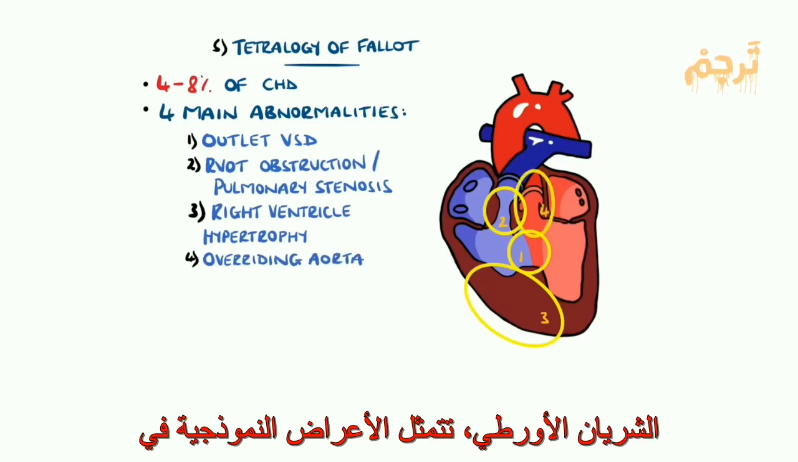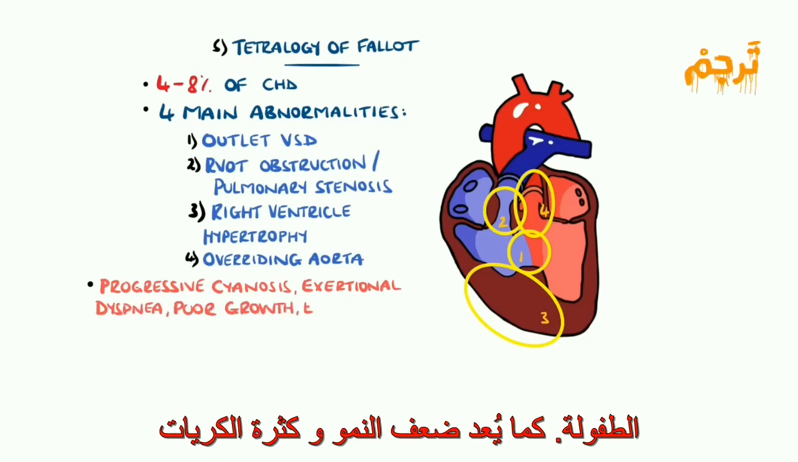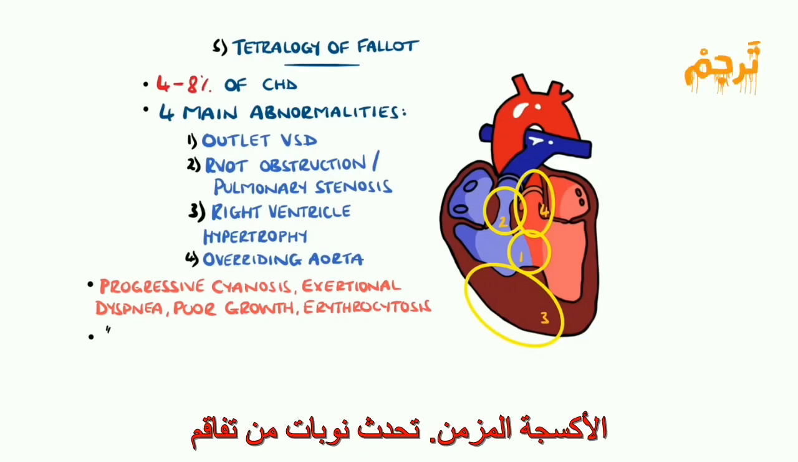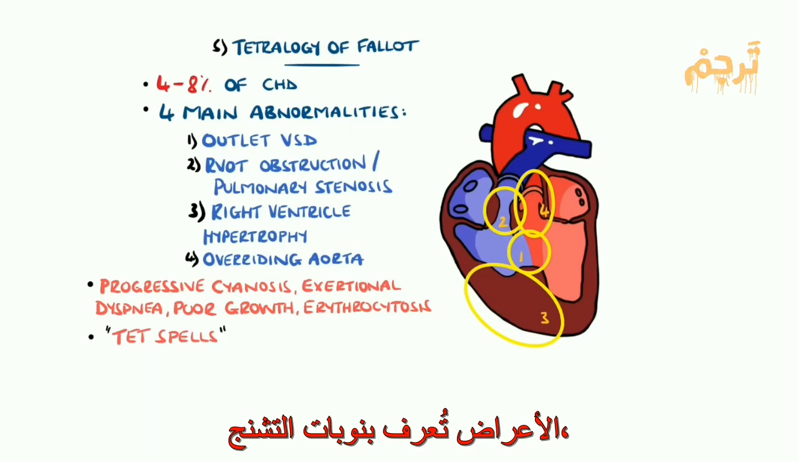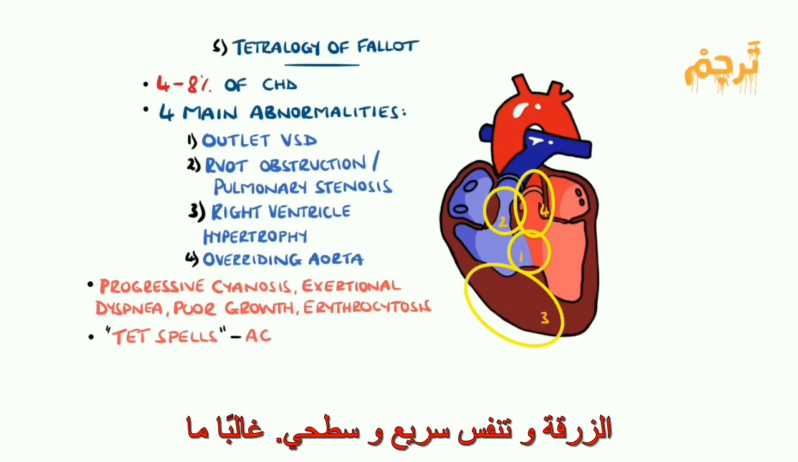The typical presentation is progressive cyanosis after birth and development of exertional dyspnea as a child. Poor growth is also typical, as is erythrocytosis due to the chronic hypoxemia. There are episodes of worsening features known as TET spells, where there is agitation, increased cyanosis, and rapid shallow breathing.